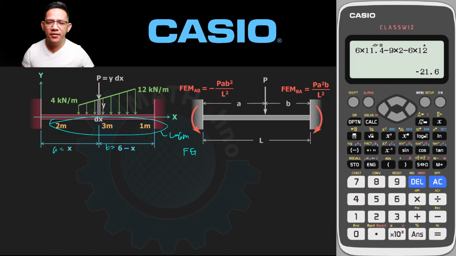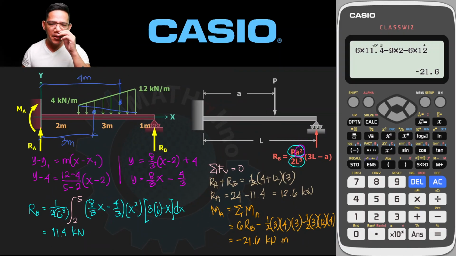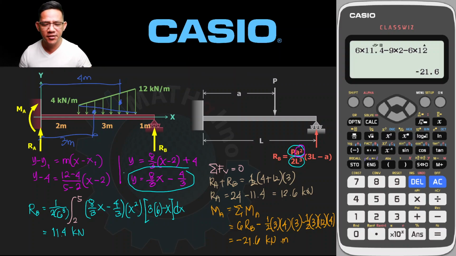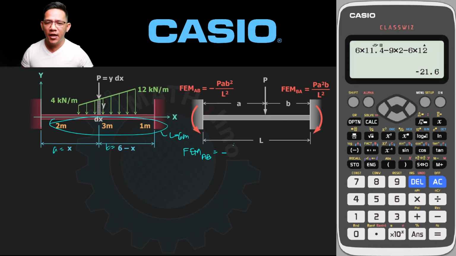Fixed end moment AB. That is from A to B. That will be negative P. Our P is from our previous solution. We have the same value of P from our previous solution. That is 8 over 3 of x minus 4/3, because we have the same coordinate axis. All right? So 8 over 3 of x minus 4/3. P is 8 over 3 of x minus 4/3. May I write this first?